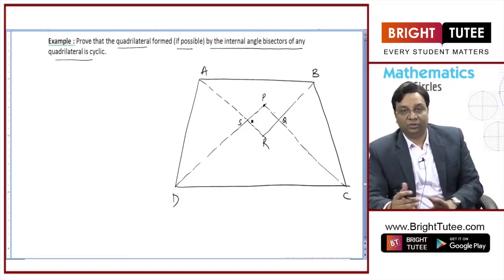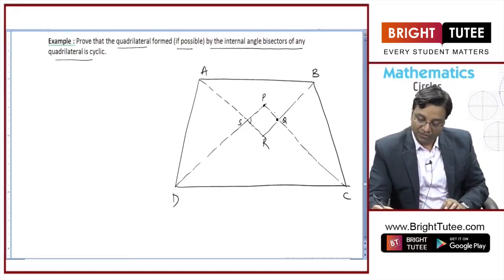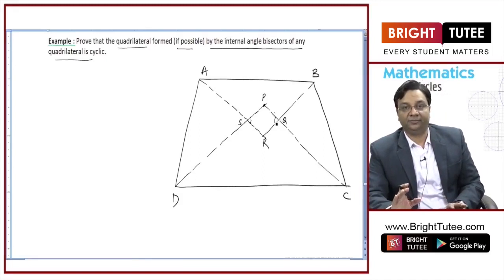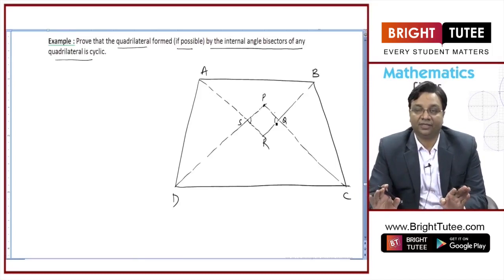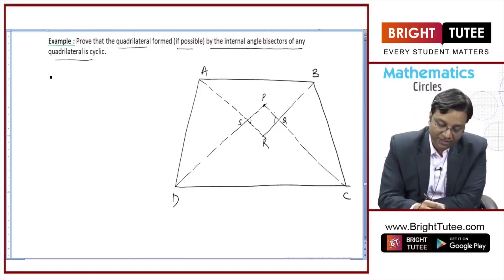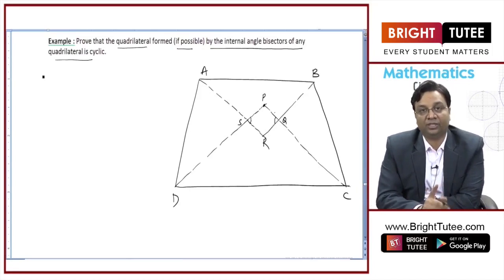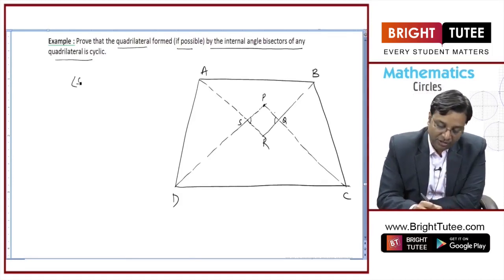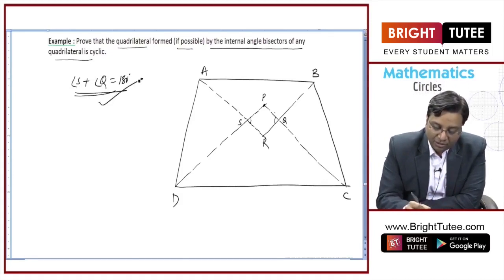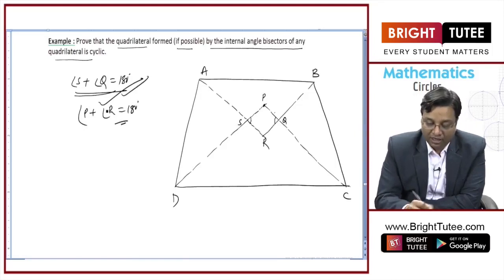So would it be enough to show that if the sum of these two angles is equal to 180 degrees, then this quadrilateral PQRS is cyclic? Yes, it is enough, because if we can show that opposite angles of a quadrilateral are supplementary, then this quadrilateral will be cyclic. So it is enough for me to show that angle S plus angle Q is equal to 180 degrees, because once I show this, it will automatically be proved that angle P plus angle R is also 180 degrees. So how do I go about it?